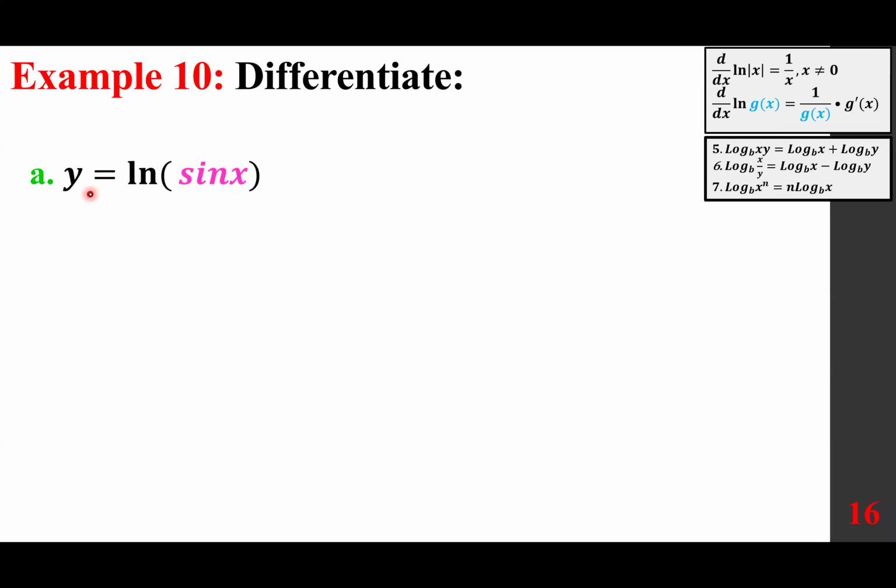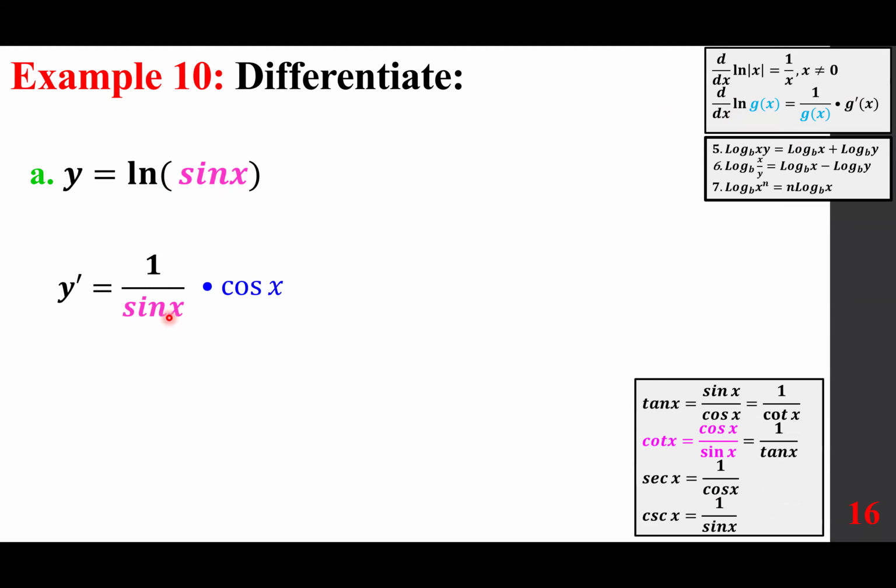When we differentiate y equals ln of sine x, the first thing is, can we decompose it further? The answer is no. So just follow the derivative of ln of g of x, which is 1 over g of x, so 1 over sine x, times g prime, the derivative of sine, which everybody should know is cosine x. So what we are dealing with really in essence is cosine x over sine x.